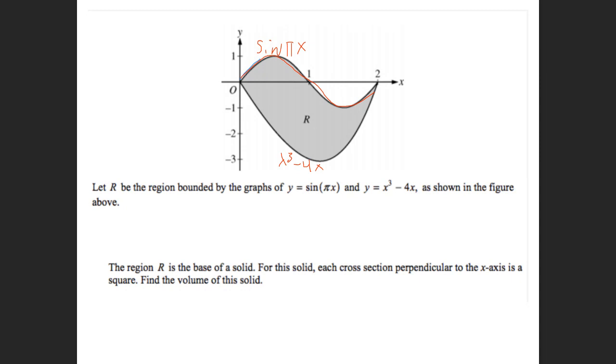It says the region R is the base of the solid. Okay, so this is the base. Each cross section perpendicular to the x-axis is a square. So if I draw it in here, it's a square. If I draw it over here, it's a square. All I have to do is find the area of one of the squares, and then that does it. So my integral would be 0 to 2, okay, because I'm going from here to here. But now all I have to do is find the area of one square.